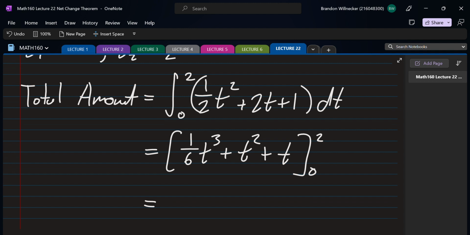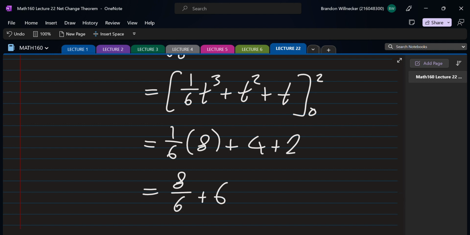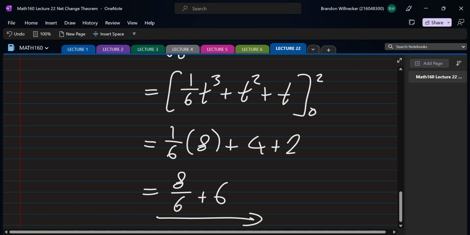So we can substitute 2, that's our upper bound. Substituting 0 doesn't do anything, so we can leave that out. So we're going to have 1/6 times 2 cubed, that's just going to be 8/6. 2 squared, that will be 4, plus 2. So 8/6 plus 6. And then you've got your calculators, you can work that out quickly. So this is the net amount of water that has left the container.